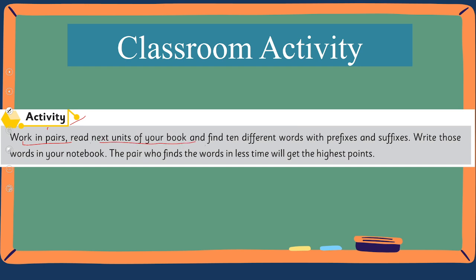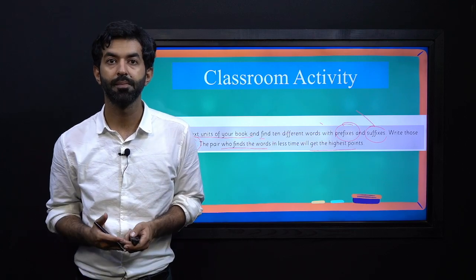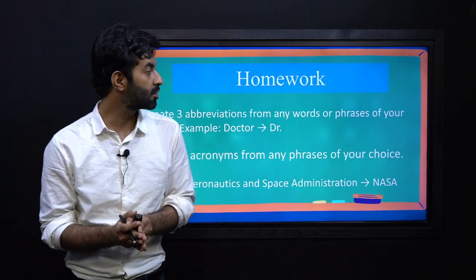Now for the classroom activity, here is another activity in pairs where you read the next units of your book and find 10 different words with prefixes and suffixes. Write those words in your notebook. The pair who finds the words in less time will get the highest points, or maybe even a surprise from the teacher.